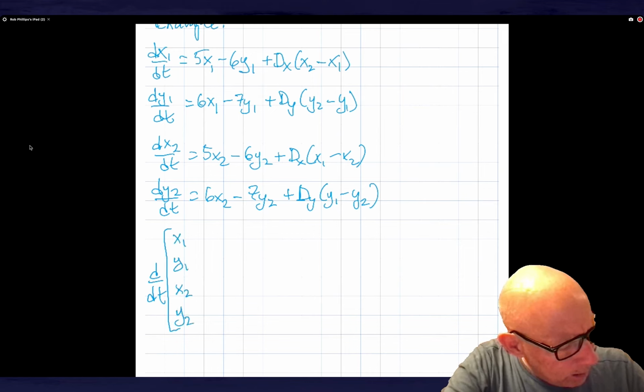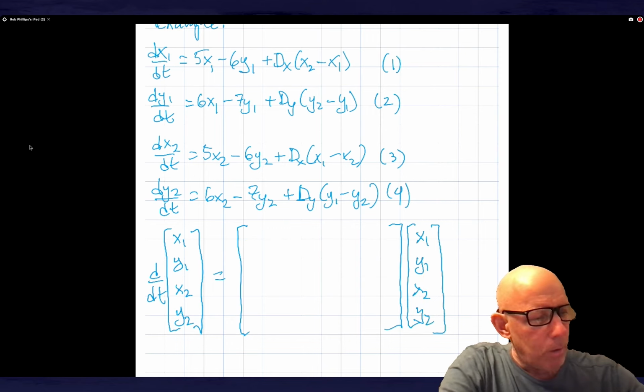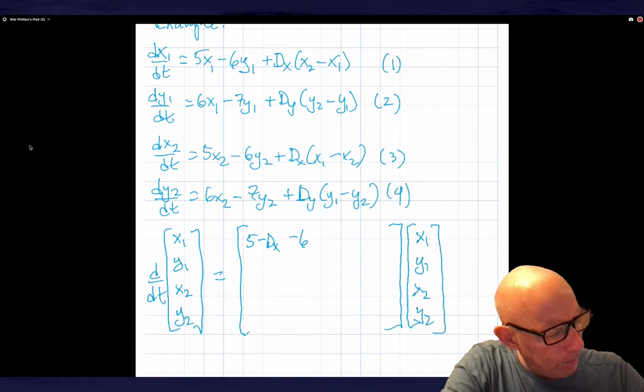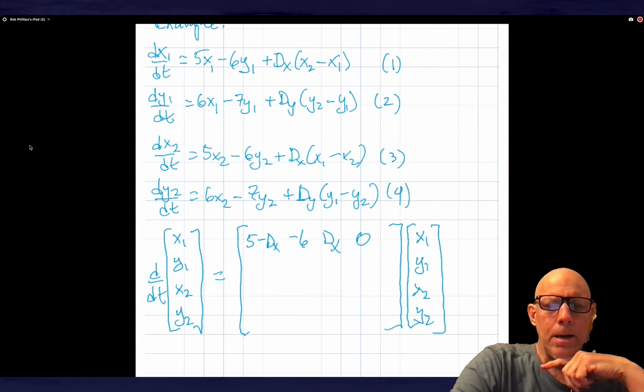So that's how I'm going to read off the matrix elements that I'm getting ready to write down. Let's see where x1 appears. It appears with a 5 here and a minus dx there. So I expect to have a 5 minus dx, and then there's a minus 6y, and then there's a dx and a 0. So those are the matrix elements of the first row.